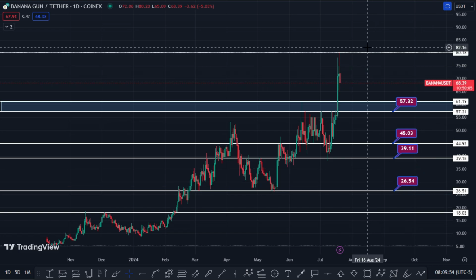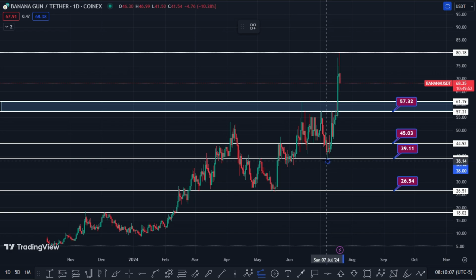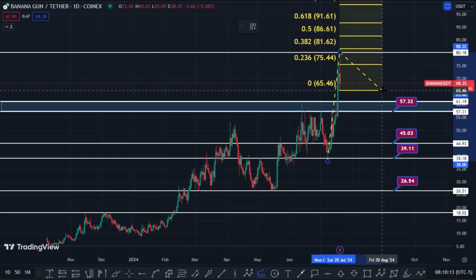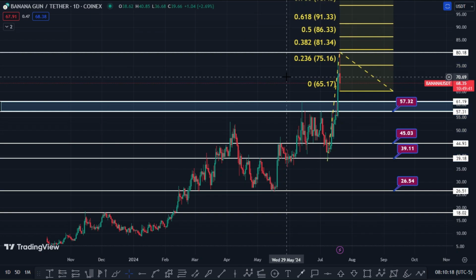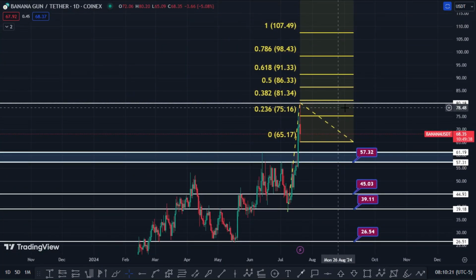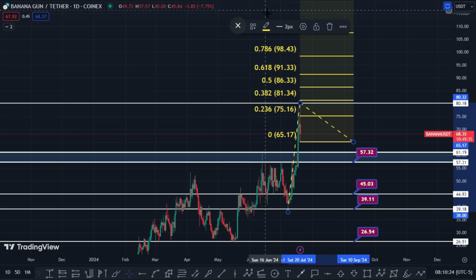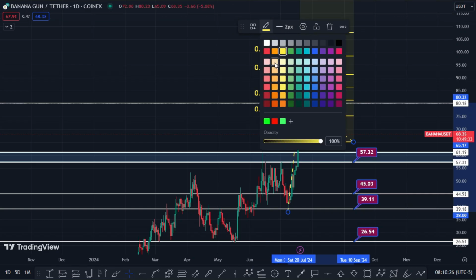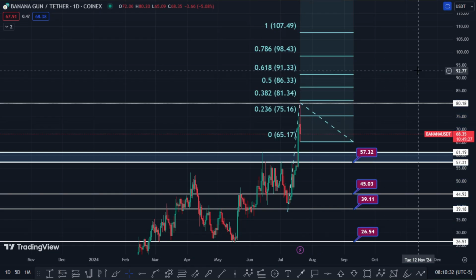What if Banana Gun's price breaks $80? In that case, what will be the price targets? Let me please show you. For this, we have to consider this tool. Trend based Fibonacci levels are very helpful in this condition. Let me please change the color. Sorry for that. Here you can see.